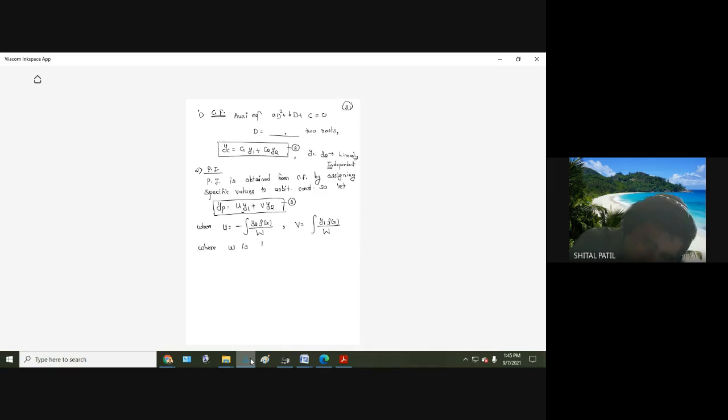W is the Wronskian, given by the determinant of y1, y2, y1 dash, y2 dash, where y1 and y2 are linearly independent. Can anyone tell me when this Wronskian will be 0? Tell me something. You are not studying, just passing time, with Covid going on, the aim is only to pass, not to understand anything.